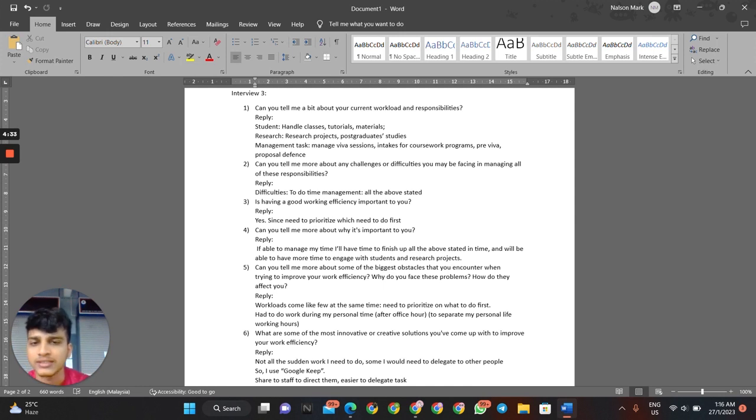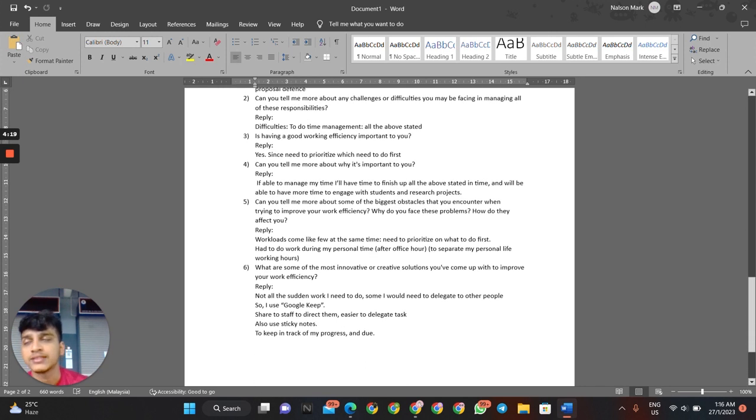When asked about the challenges and difficulties she faces in managing all these responsibilities, she said the same thing as the previous lecturer, that it is time management. When asked if good time management and working efficiency are important to her, she mentioned that it is important because she needs to prioritize which to do first.